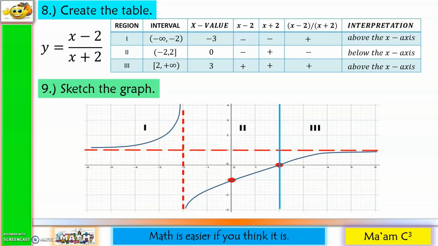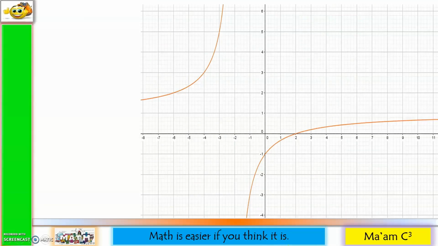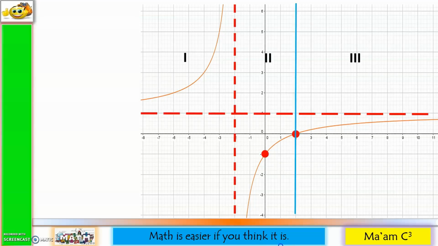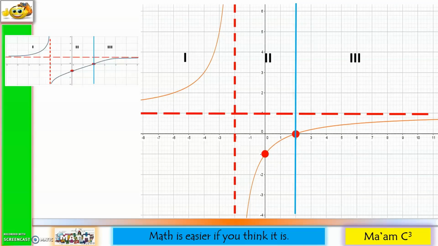Now let us see if it is graphed in a graphing application. Here is our graph. In graphing, you may use applications such as GeoGebra or Desmos. Now let us put the important details of our graph and compare it with our graph earlier. You can see that indeed there is a resemblance in these two graphs.